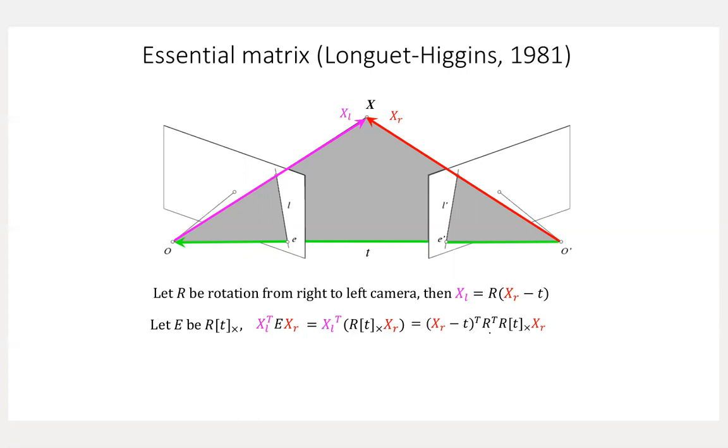And what is X_L, by the way? X_L is equal to this guy. Therefore, X_L transpose is equal to (X_L minus T) transpose times R transpose. Okay, another quick question here. What is R transpose times R? R transpose times R.